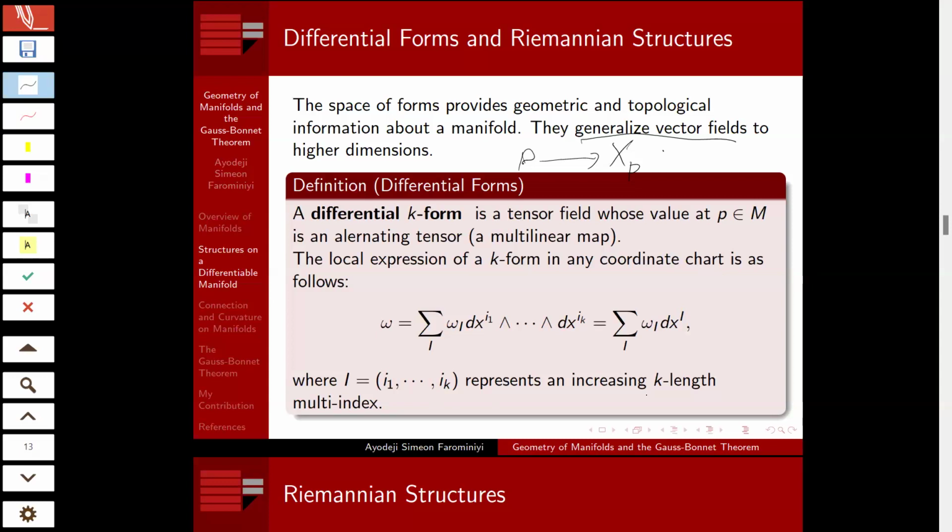where I is an increasing K-length multi-index. What do we mean by a K-length multi-index? For instance, if we are in a 4-dimensional manifold, I1 to IK is a multi-index that is increasing. So we have something like I1, I2, I3, I4, or something like I2, I3, I4, depending on the length we are talking about. If we are just talking about length 3, we can have something like I1, I3, I4 or I2, I3, I4, and all these are the coordinate forms that follow the expression of a K-form.